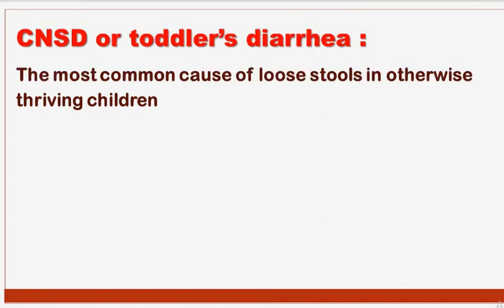Now, let's talk about the chronic non-specific diarrhea, or what's called toddler diarrhea. This is the most common cause of chronic diarrhea, with loose stool, in otherwise thriving children. They come to us in practice complaining of chronic diarrhea by the duration and by the consistency of the stool and even by the frequency. But the baby is thriving well, a normal baby. So what are the causes of this? It is called toddler diarrhea, at the age between 1 to 3 years, or chronic non-specific diarrhea.